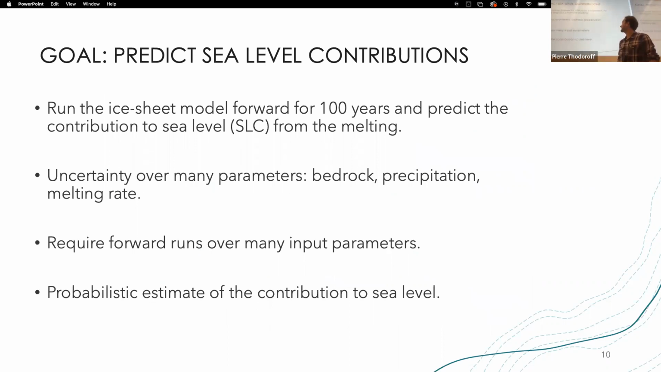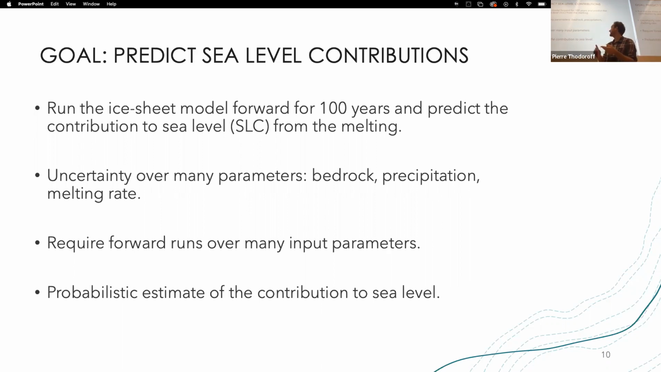Okay, now I'm taking a bit of a step back, and I'm going to slowly transition into the more machine learning aspect. The goal that we are going to work on is basically, we run this ice sheet 100 years into the future, and we try to predict the contribution to the sea level from the melting. One of the tricky bits, as I mentioned before, is that we have lots of parameters to this model, and there's lots of uncertainty.